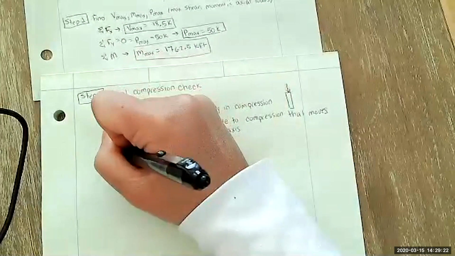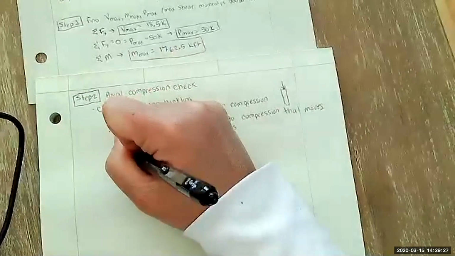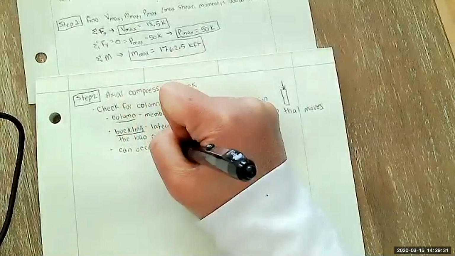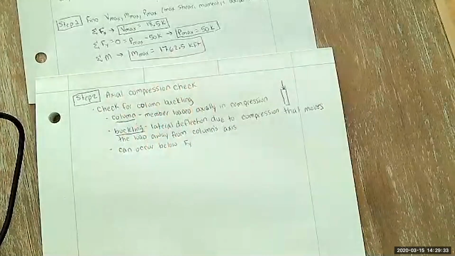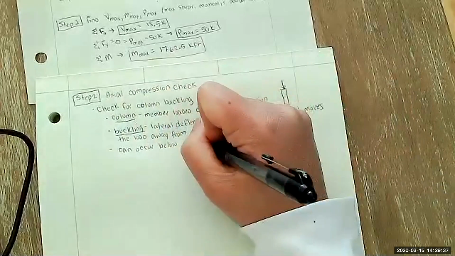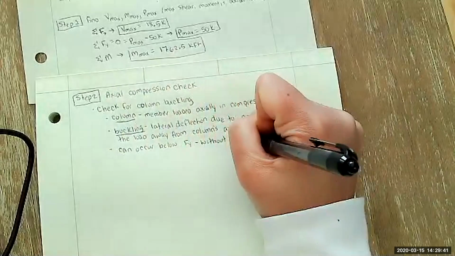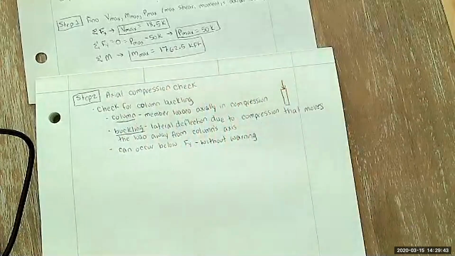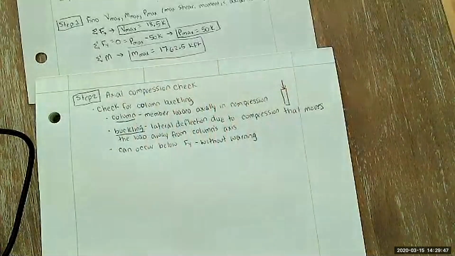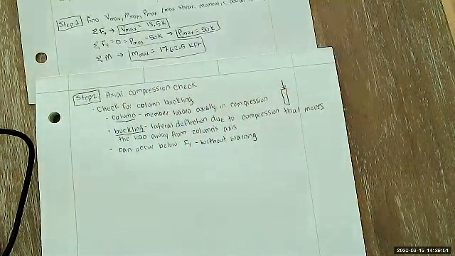This is a big problem for structures because it can occur below the yield stress, below Fy, and typically it occurs without warning. You're not going to see a lot of cracks saying something might be wrong here. It's very catastrophic and sudden when this type of failure happens.